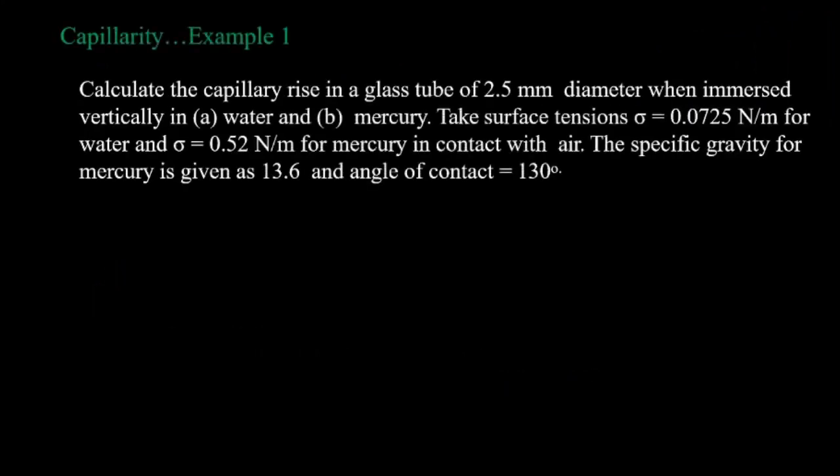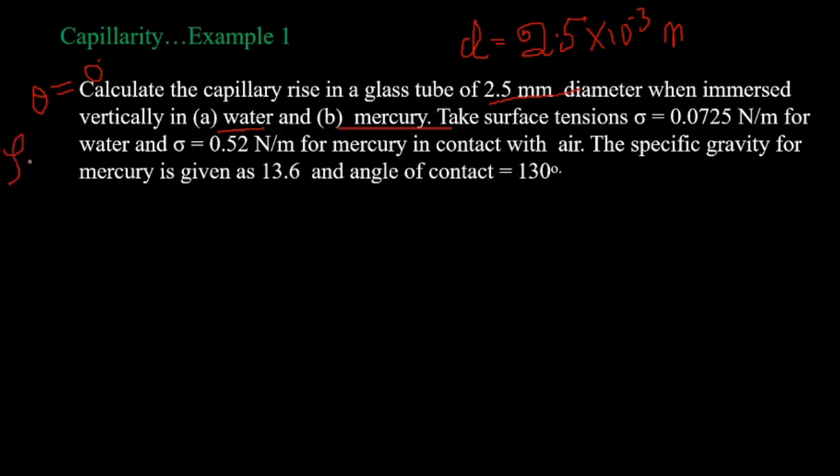So first example: calculate the capillary rise in a glass tube of 2.5 mm diameter. So d is given. First note down what values are given. See, 2.5 mm. It is given in mm, so we have to convert it into meters. The tube is immersed vertically, so here two cases are given, water and mercury. And remember, if water is given, theta will be 0, and whenever water comes in capillary rise numericals, the density is 1000.